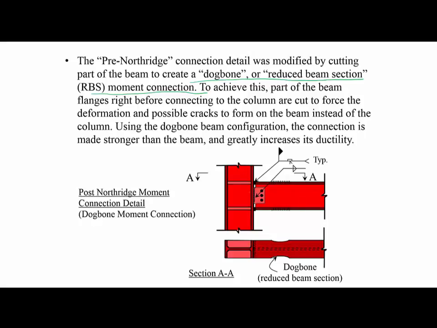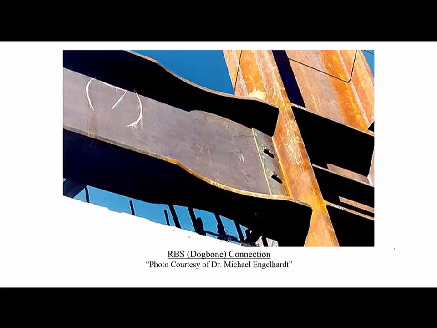Now, when the building goes through large deformation due to an earthquake, then this zone, this portion of the beam becomes weaker, and all the deformation can happen within the beam. And if there is any failure or rupture, it's going to happen within the beam, and it's not going to happen in the column. Failure of the beam can be local, but failure of column is going to be global. And this dog bone connection or reduced beam section RBS connection basically was the fix for the type of moment connection that had been widely used in seismic areas.